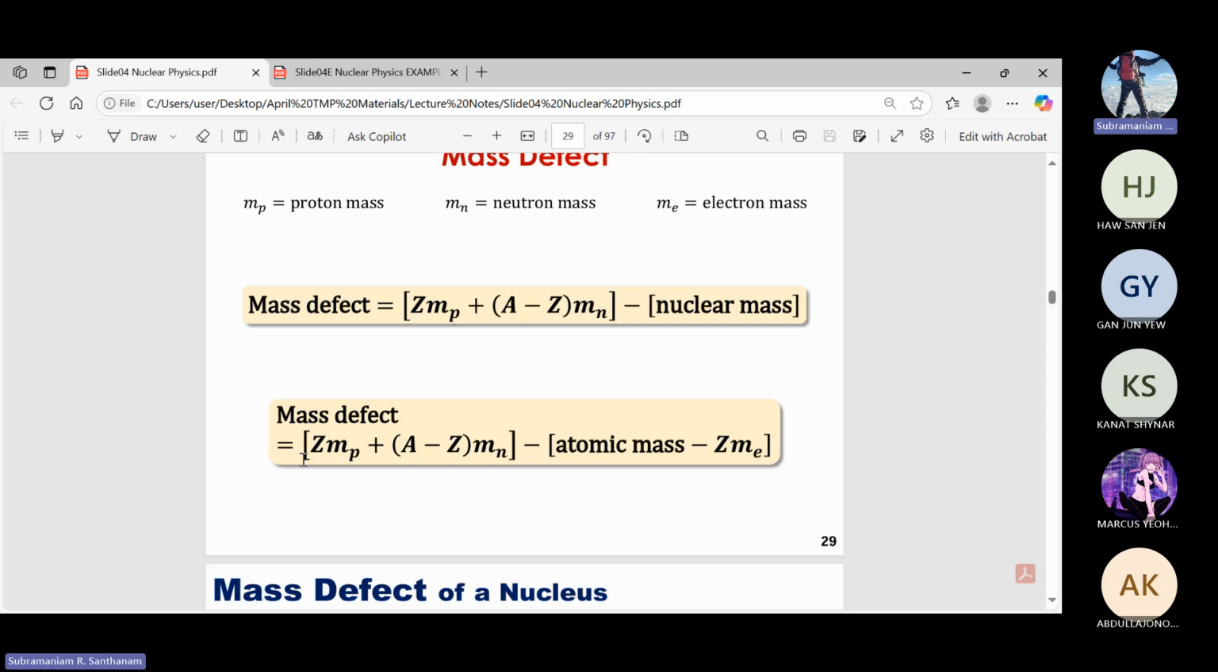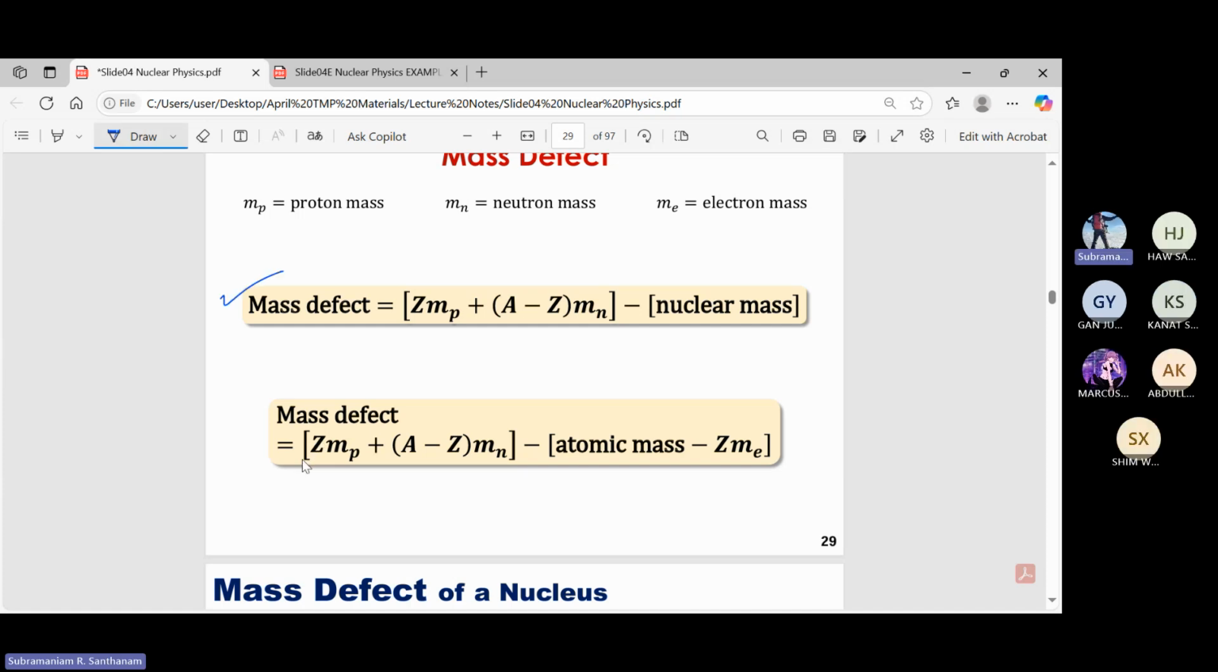It can also be based on the mass of the proton. Z is referring to the number of protons. If you have the symbol for the nucleons, we usually write it with A and Z. The A is referring to the number of nucleons and Z is referring to the number of protons.